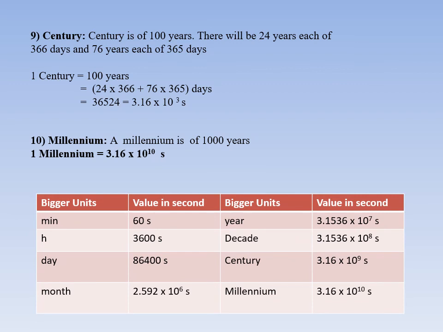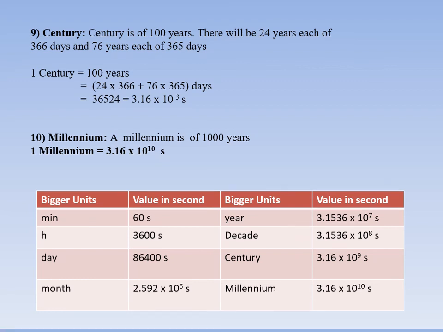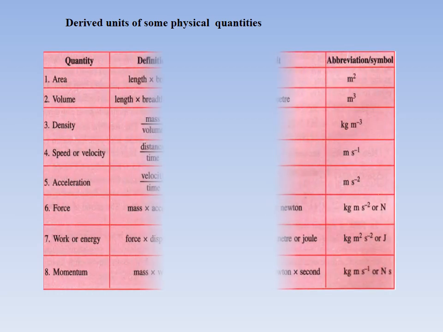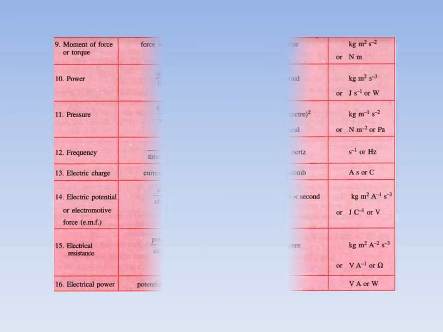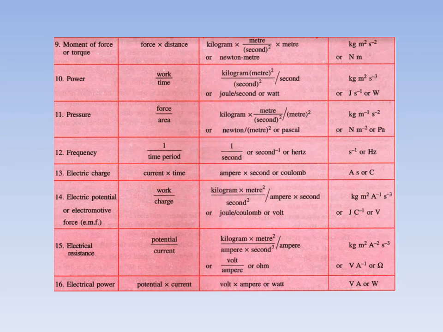The commonly used bigger units of time are summarized in the following table. Bigger units of time. Derived units of some physical quantities. In the table below, we can see the definition, derived units, and abbreviations of some quantities. In this slide, we can see the continuation of derived units of some physical quantities.